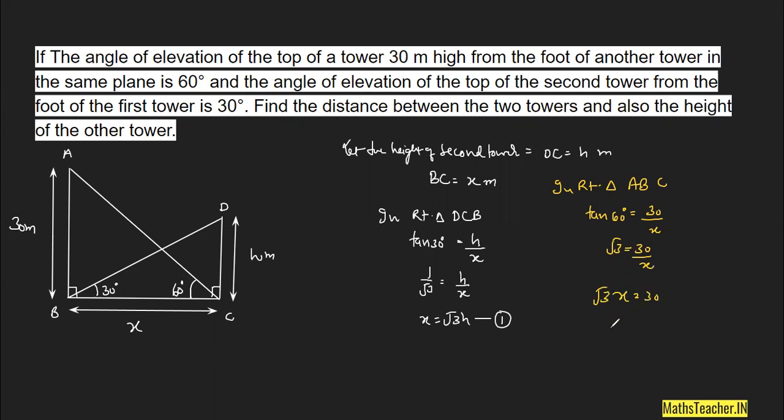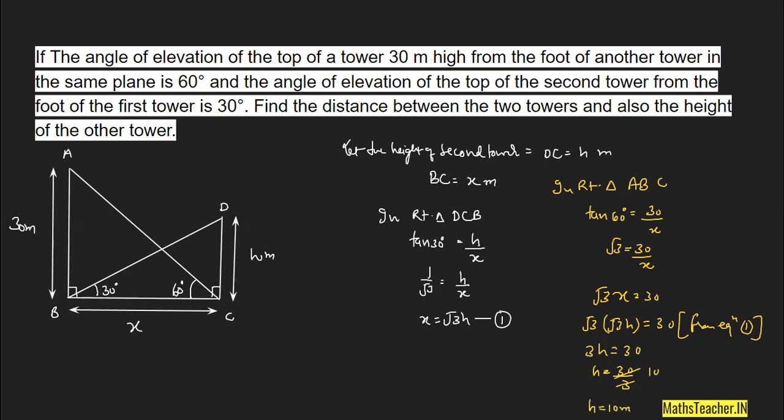I'm going to substitute the value of x from equation number 1. So it will start looking like this. And we also have to mention from equation 1. So it is coming out to be 3h. And let me write down, h is equal to 30 upon 3, which is coming out to be 10. So h is equal to 10 meter.